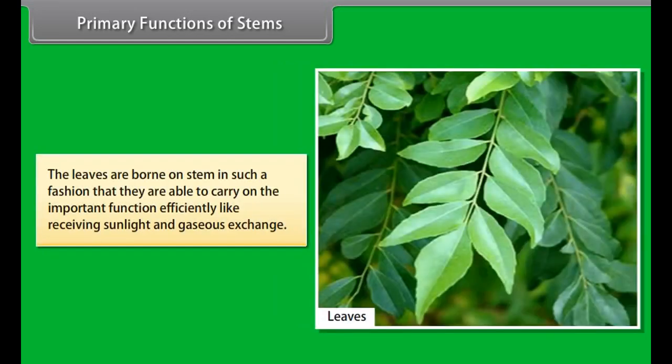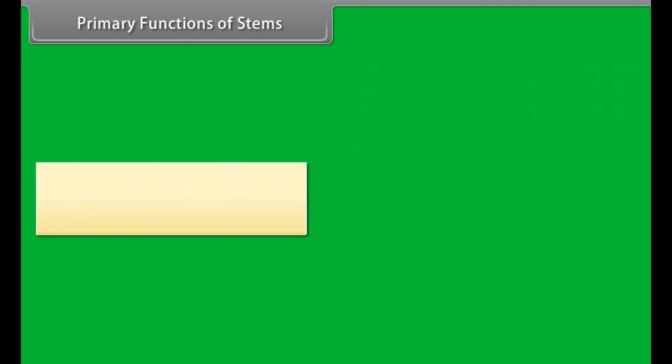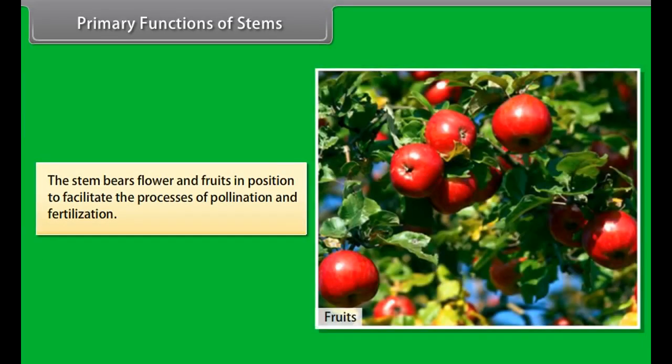The leaves are borne on the stem in such a fashion that they are able to carry on the important functions efficiently, like receiving sunlight and gaseous exchange. The stem bears flowers and fruits in position to facilitate the processes of pollination and fertilization.